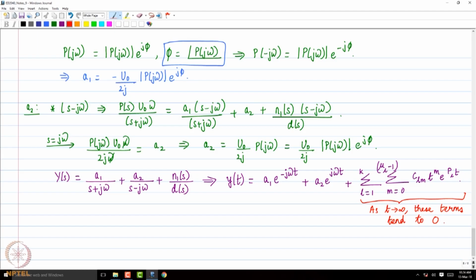0, right. Since my system is stable, the plant transfer function has all poles in the left of the complex plane. All poles P1 through Pn have negative real parts. So consequently, what is going to happen as t tends to infinity? All these terms will tend to 0, right. So, that is what is going to happen to this term. That is something which is very important for us. Is it clear how we got this result?